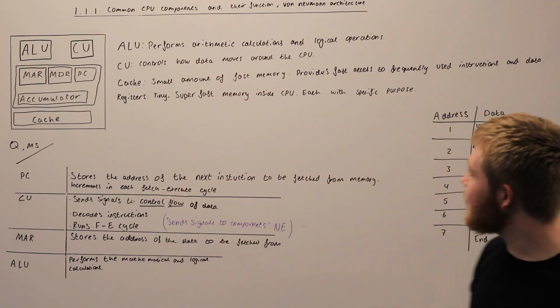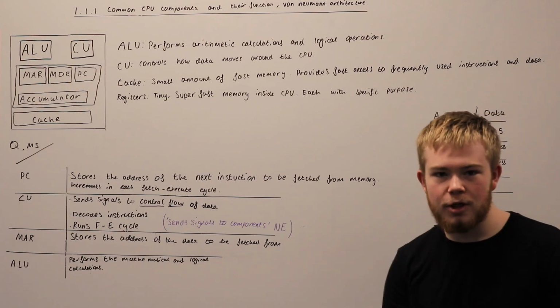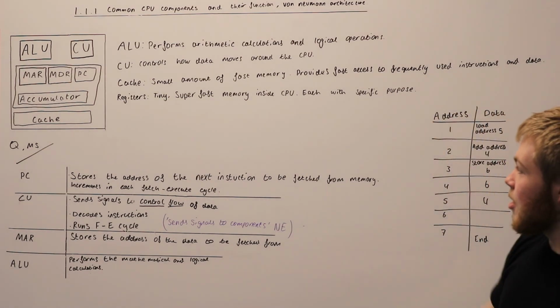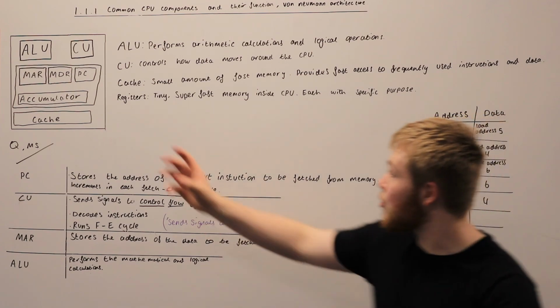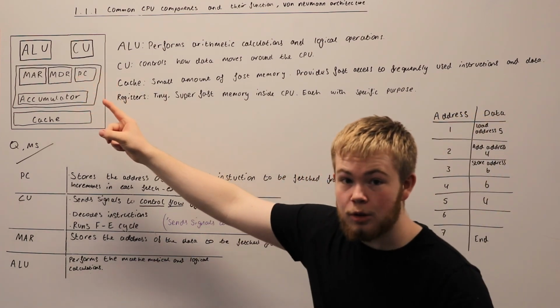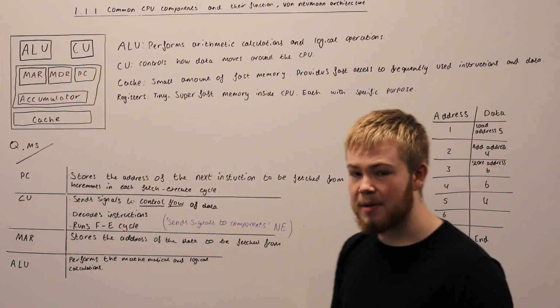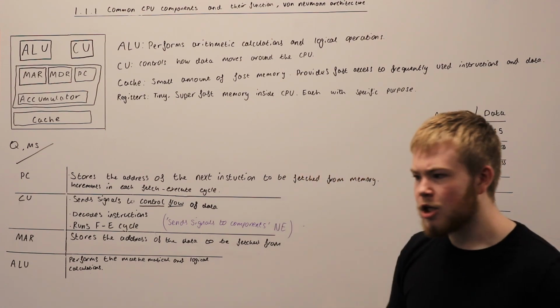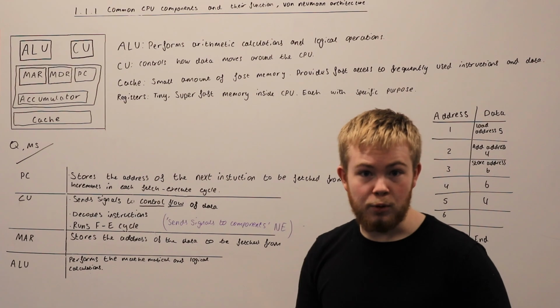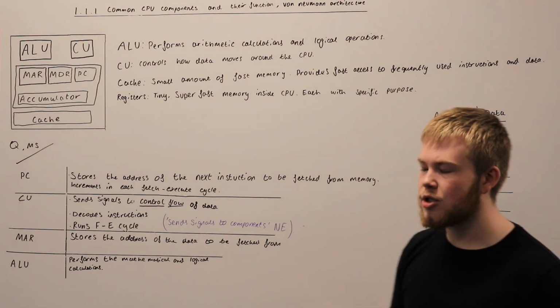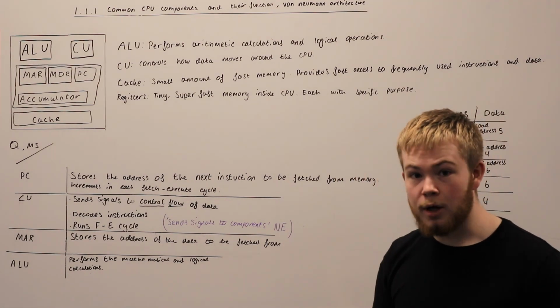Topic 1.1.1, common CPU components and their function, and the von Neumann architecture. So this is the model of the CPU that you are going to need to know for the GCSE. So you have the ALU, the arithmetic logic unit. This performs the arithmetic and logical calculations, so addition, subtraction, multiplication, as well as Boolean logical operations, so AND, OR, and NOT.